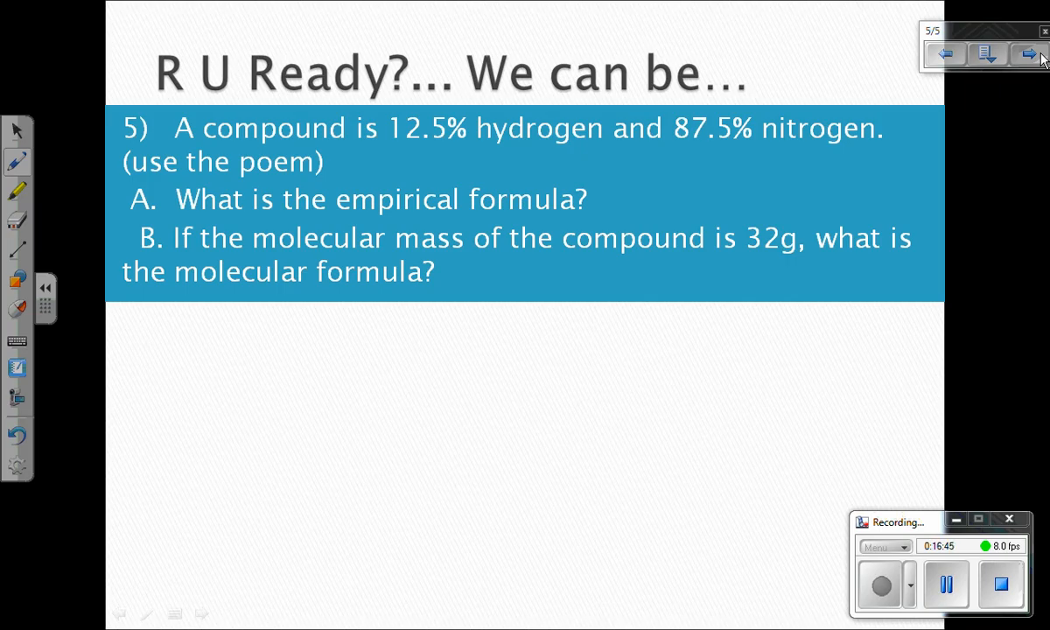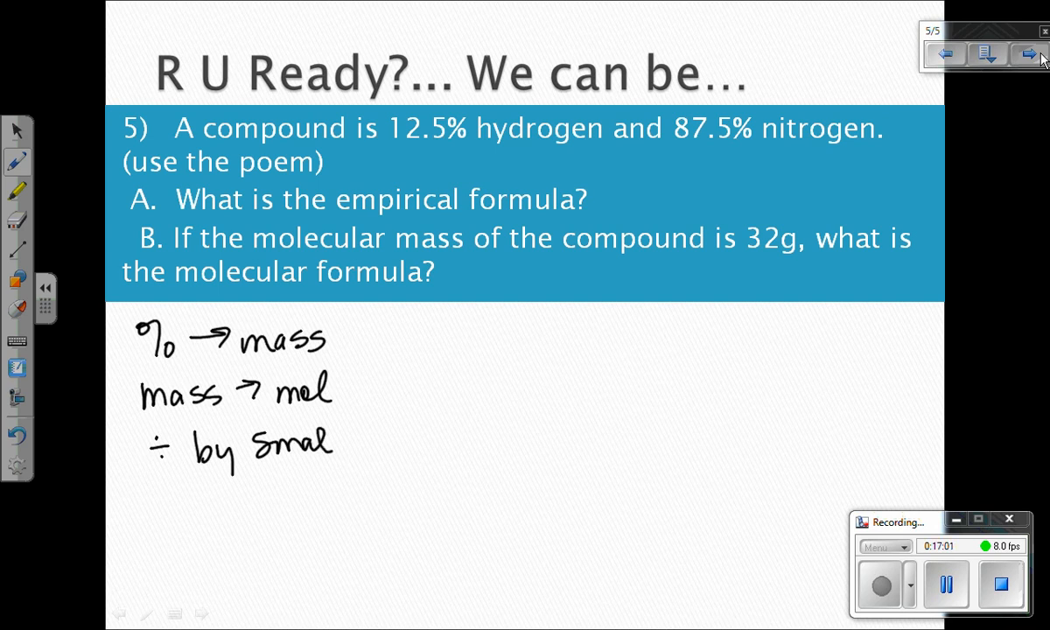It does say to use the poem, and the poem said to take the percent to mass. And then the poem says take mass to moles. Then it says divide by small. And then it says round or multiply till whole. Now for you guys, I don't think we really did the multiply part. We just primarily did rounding.